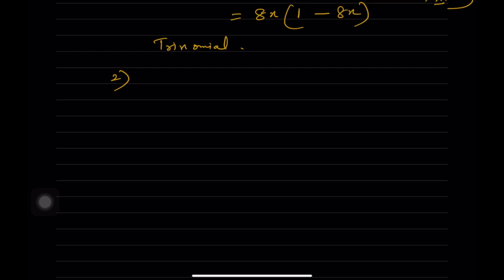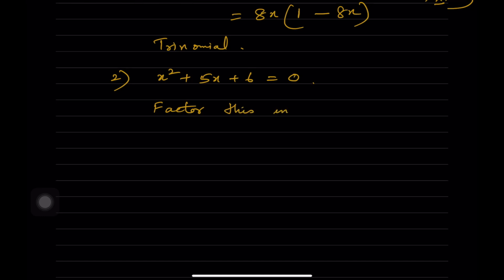So now here, suppose you are given an expression x square plus 5x plus 6 is equal to 0. So first, what we do is we factor this into two binomials.